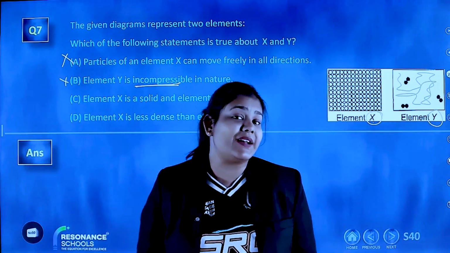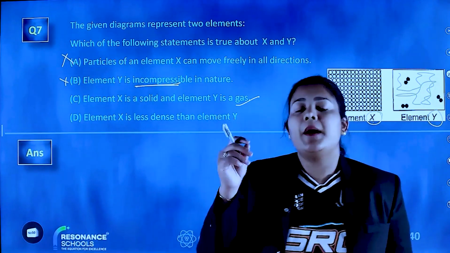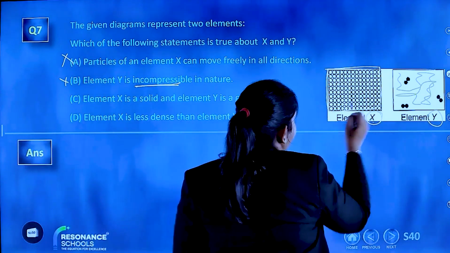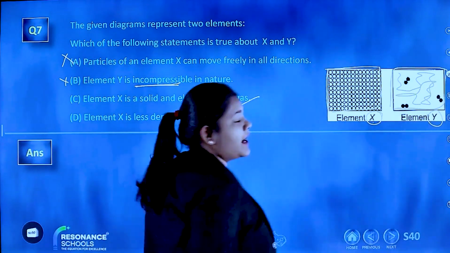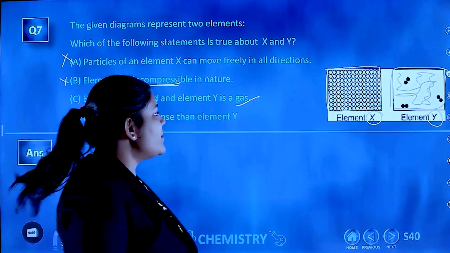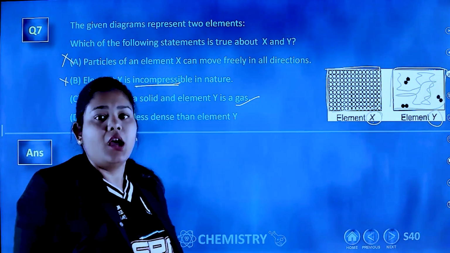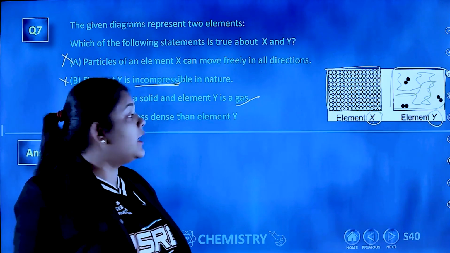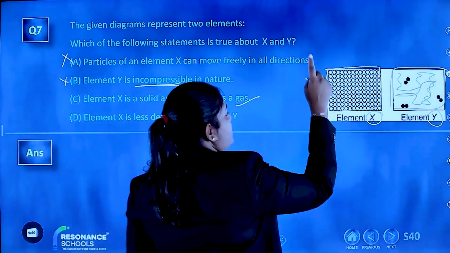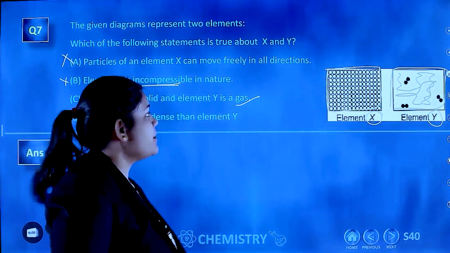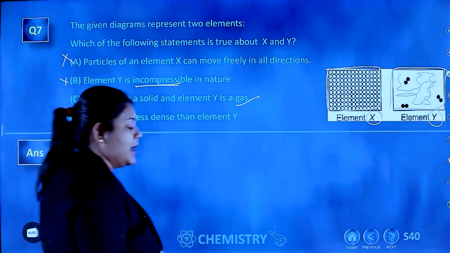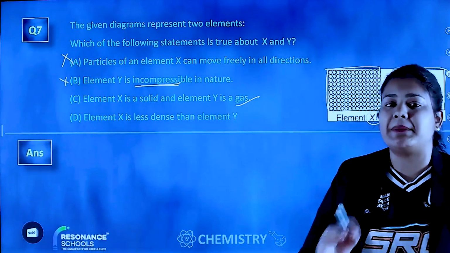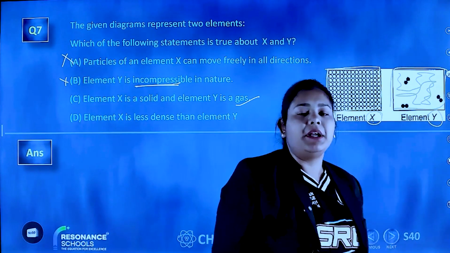Option D: element X is less dense than element Y. What is density? Density means the number of particles in a particular area. In this area there are so many atoms, and in this area there are only 6 atoms. So who is more dense? Obviously element X is more dense. Atoms are more here, so mass is more here. So the answer can definitely be option C, because A, B, D are completely wrong.